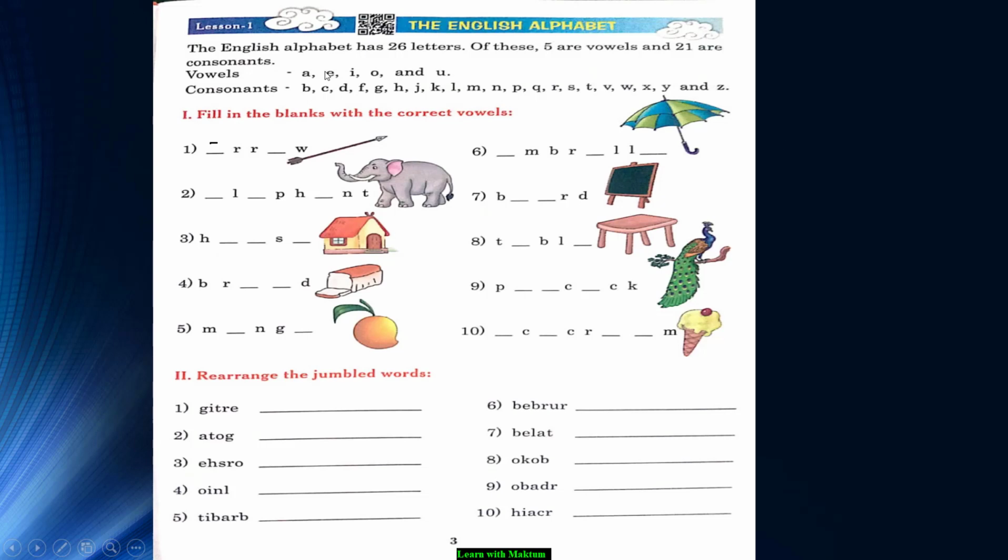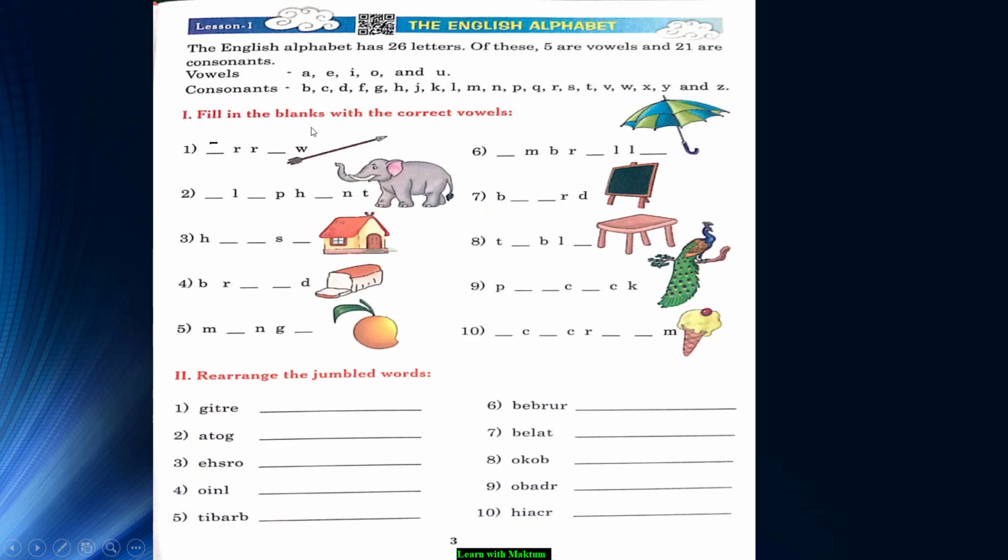As you already know, the English alphabet has 26 letters. From A to Z we have 26 letters. Of these, 5 are vowels and 21 are consonants. So which are those vowels and consonants? Here they have listed. Vowels are A, E, I, O, U. These 5 letters are called vowels, and except these, all other letters are consonants. Clear with this, kids? Okay.